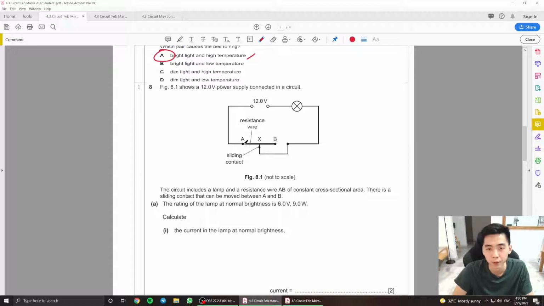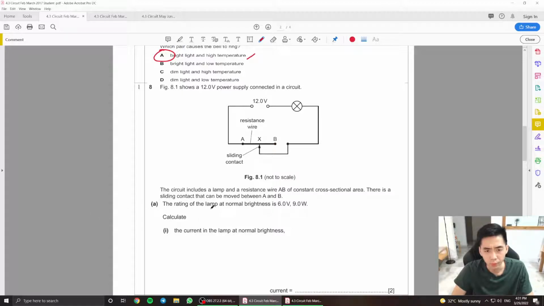So if I'm moving between A to B here, I'm effectively adjusting how much of the current needs to flow through the resistance wire. Here being the minimal amount of resistance, and here being the maximum amount of resistance here, right? So keep that in mind.